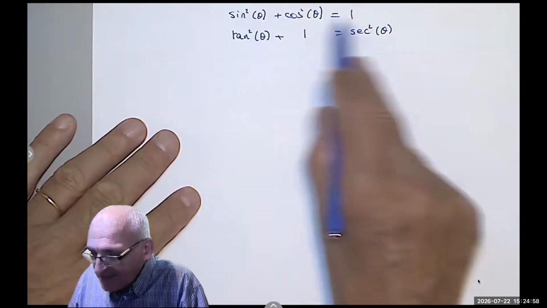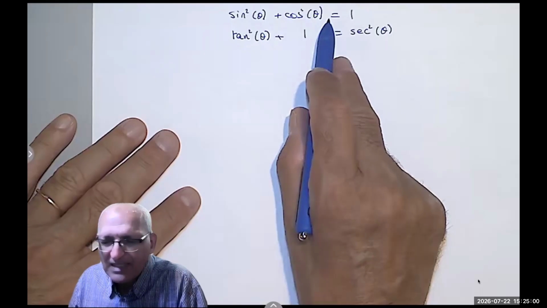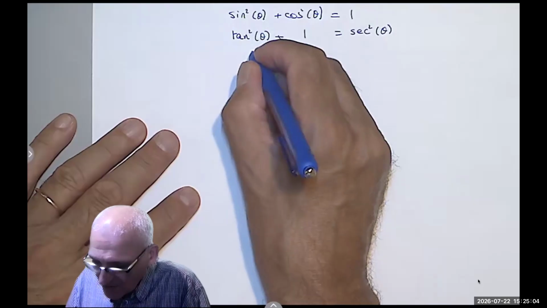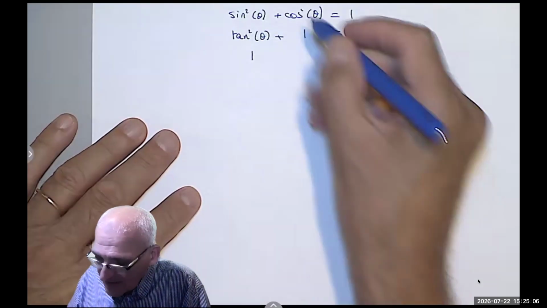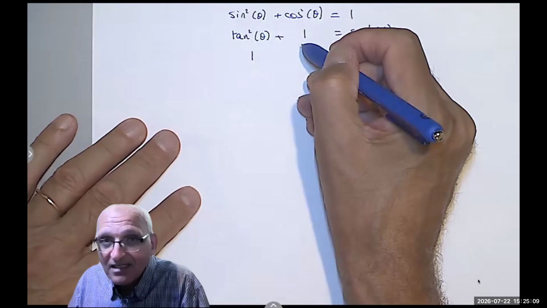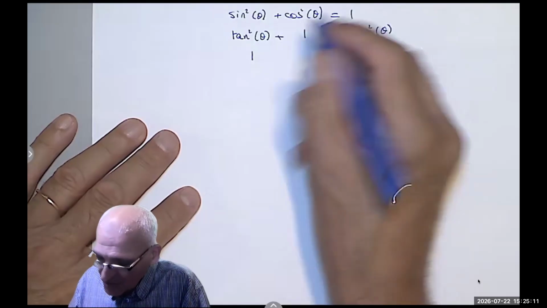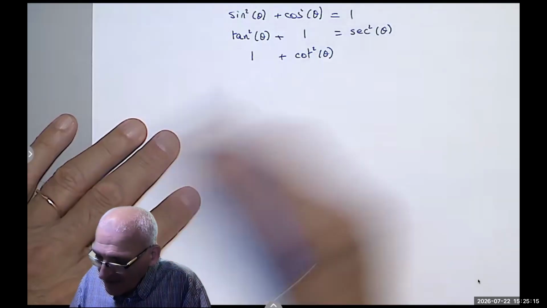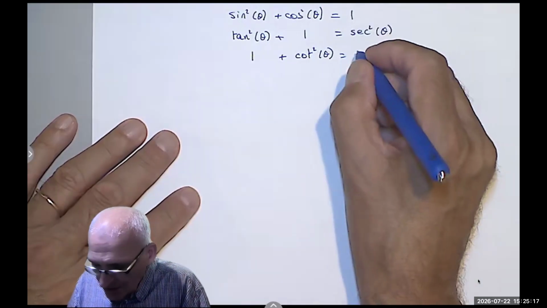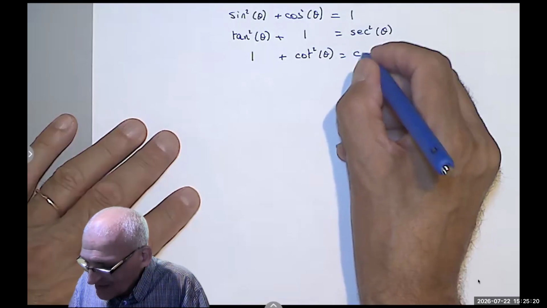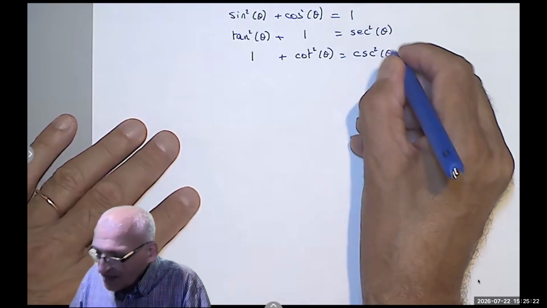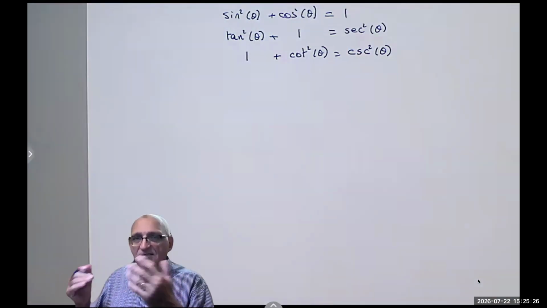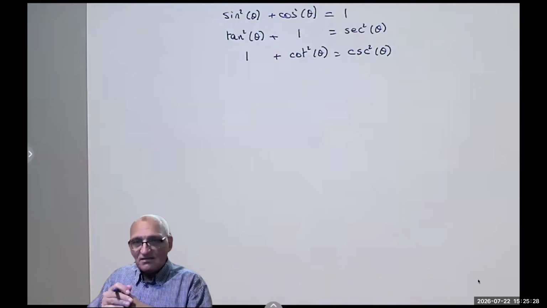If instead I divide by sine square, sine square over sine square is 1. Cosine over sine is cotan, so cosine square over sine square is cotan square theta. And 1 over sine square is cosecant square theta. So these three are really one identity, but we are simply dividing and multiplying, so we didn't do anything.